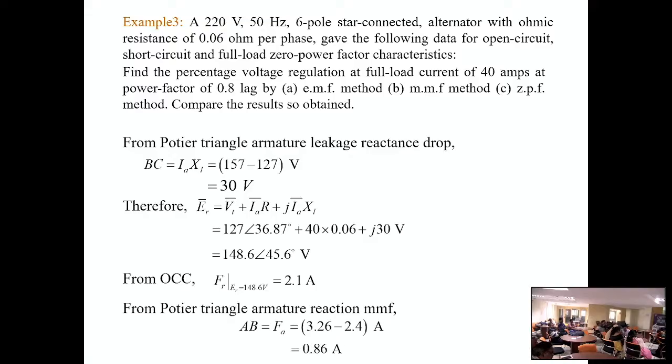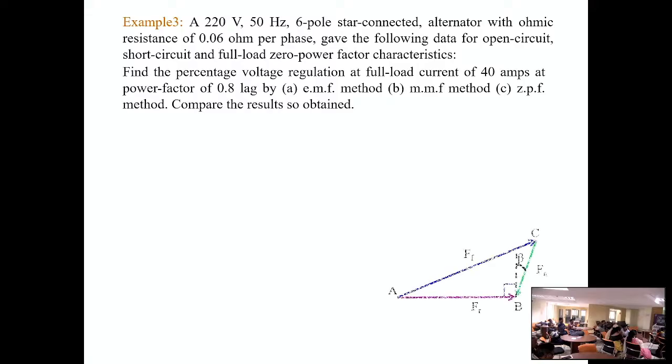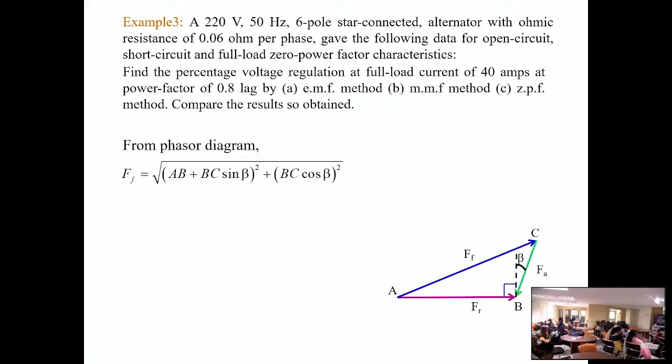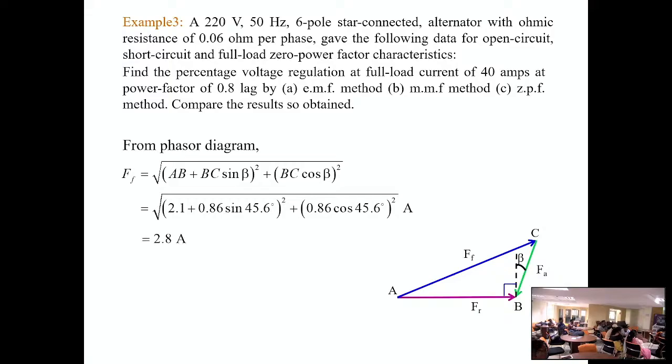So now you have FA as well as FR. Use that MMF triangle to calculate FF. So FF will be using this triangle. This is the formula, and beta you have already calculated while calculating ER. So this will give you 2.8 ampere.